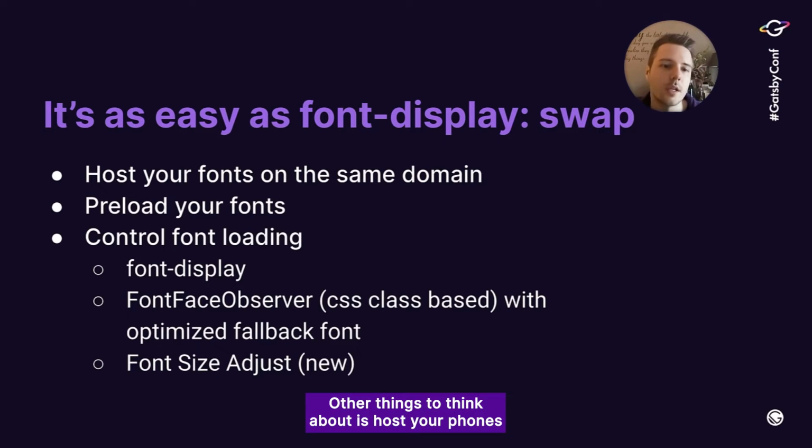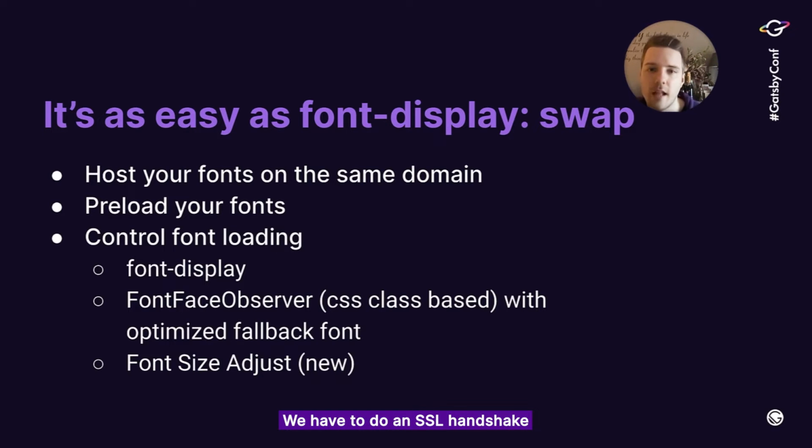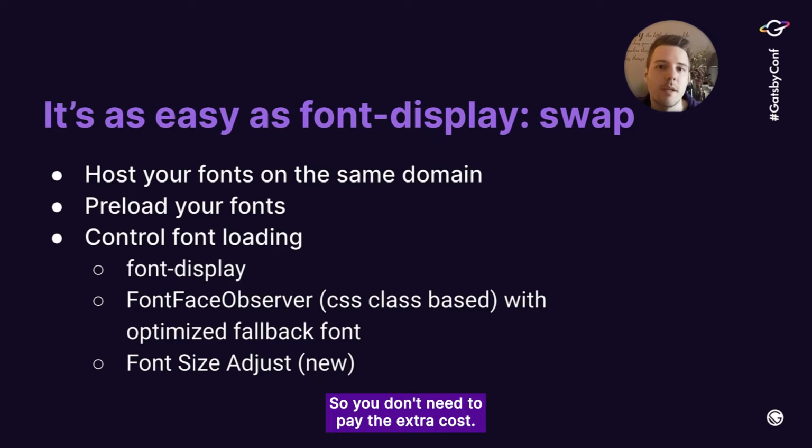Other things to think about: host your fonts on the same domain. Why? If you use Google CDN, you have already lost 300 milliseconds. We have to do a DNS lookup, we have to do an SSL handshake to connect to the new domain. If you host it on your same domain, you've already done that, so you don't need to pay the extra cost. Preload your fonts. Tell the browser, hey, can you please prioritize these fonts for me? And then another one is control font loading. Font-display is one of them, Font Face Observer is another, and then size-adjust is something new that you can use too. But more about that in a blog post.